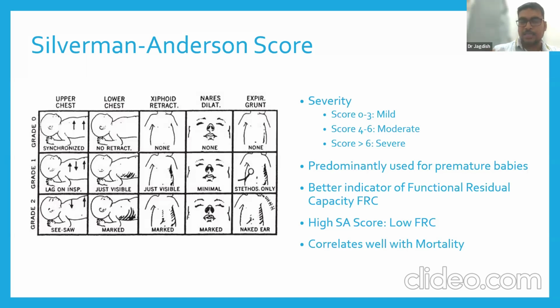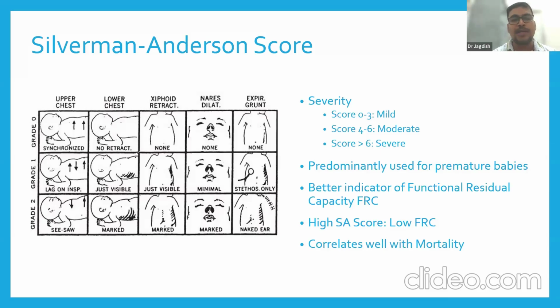For the lower chest, below the mid-axillary line, if the retraction is absent, then we say there is no retraction. But if the retraction is visible in the lower part of the intercostal space, then it is a score of 1. But if it is towards the apex of the axilla, then we call it a marked retraction and we give it a score of 2.